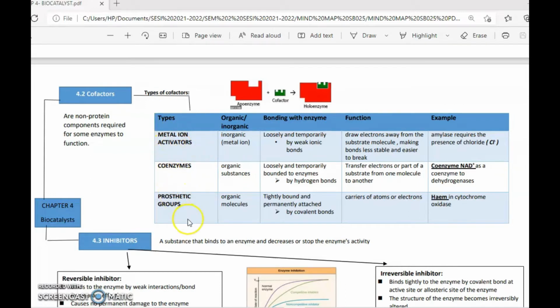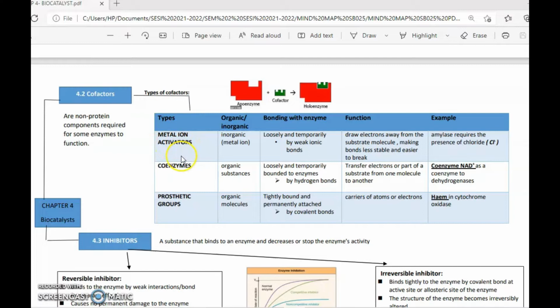For each of these types, you need to remember the type of the cofactor, organic or inorganic, the type of bonding with the enzyme, the function, and also the example. Before that, an enzyme without a cofactor is called an apoenzyme. After the enzyme binds with a cofactor, it is referred to as a holoenzyme. This cofactor will usually bind to the enzyme at the allosteric site. Alright.